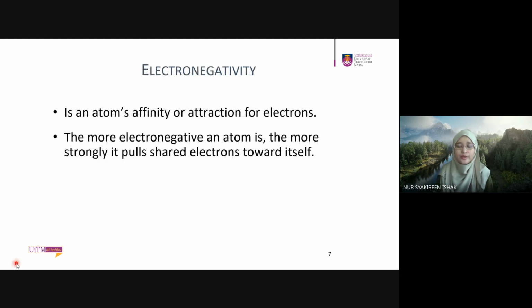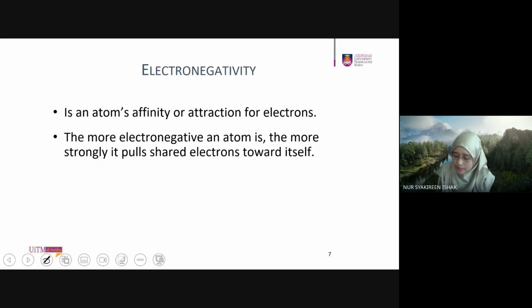Okay, so let's look at the term electronegativity first. Electronegativity is an atom's affinity or attraction for electrons. The more electronegative an atom is, the more strongly it pulls shared electrons towards itself. What is this actually about? Electronegativity. For example, I will give you an example.